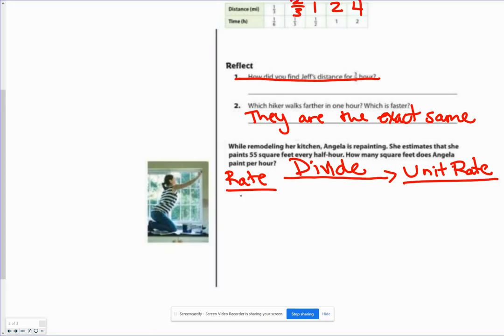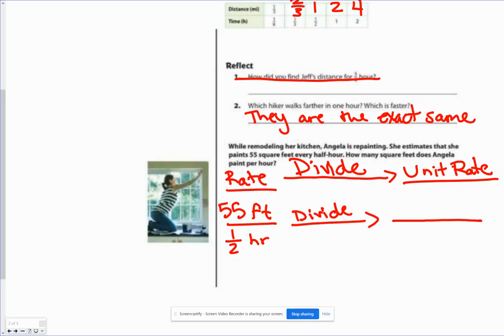All right, so what's her rate right now? She estimates that she can paint 55 square feet per every half hour. So there's a problem here. We don't have a 1 on the bottom. We need the 1 on the bottom to be a unit rate. So how do we change it to a unit rate? We divide. We said that. We are going to divide the two. So get those calculators out.